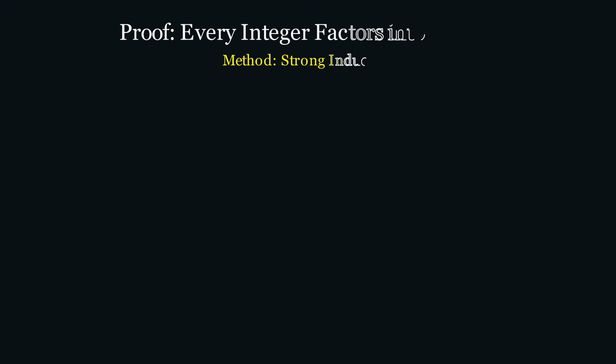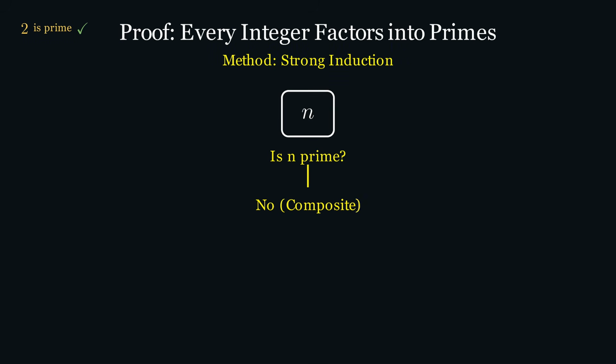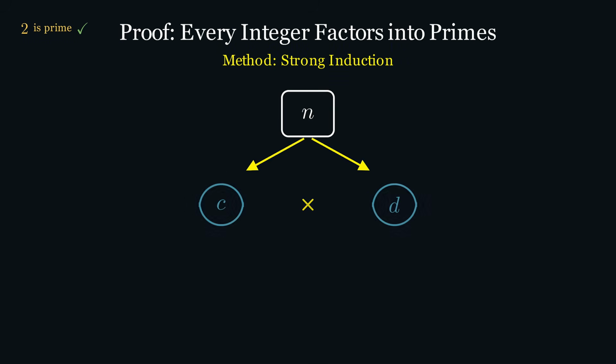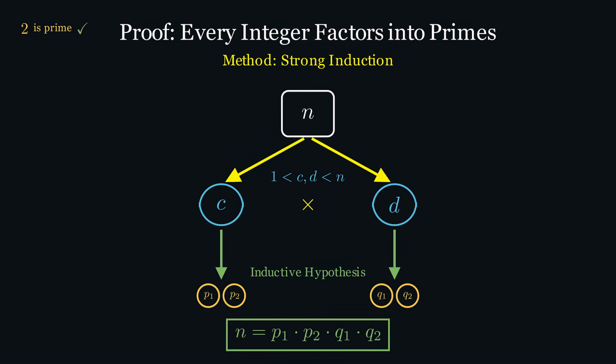The proof that every integer factors into primes uses induction. The number 2 is prime. Assume every integer up to n factors into primes. If n is prime, we're done. If not, n equals c times d, where both c and d are smaller than n. By assumption, both factor into primes, so n does as well.